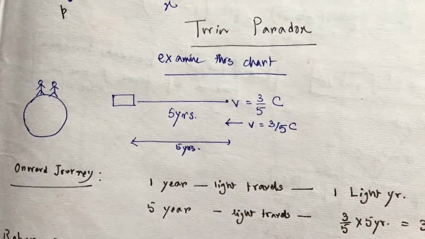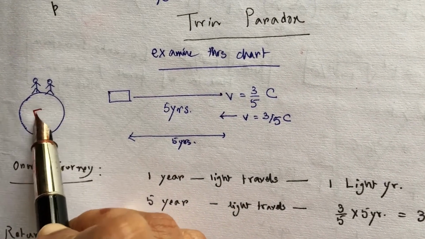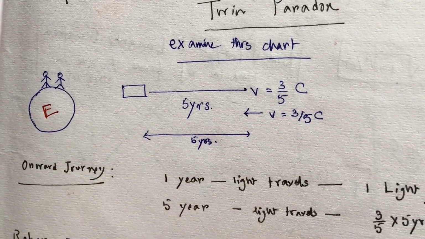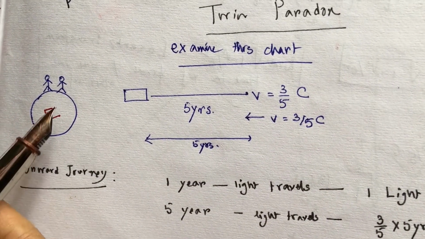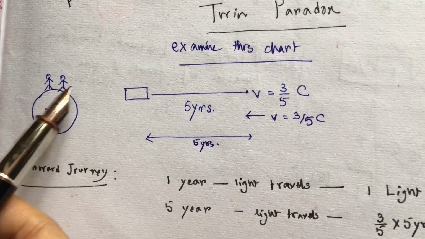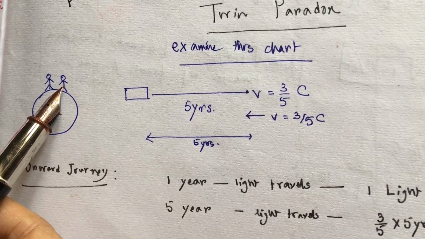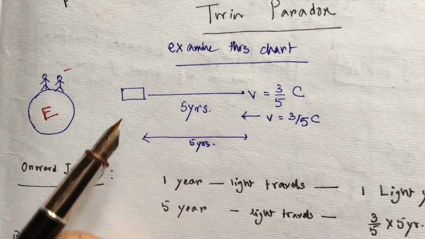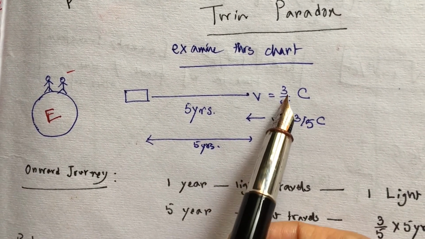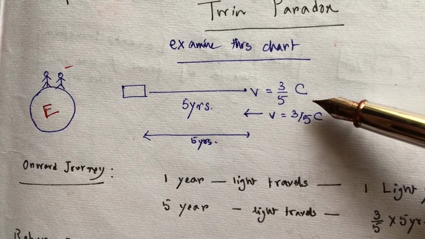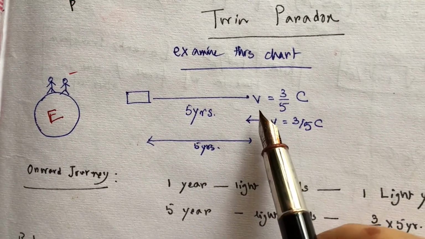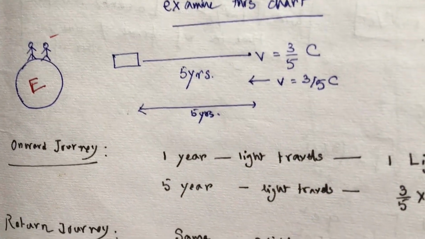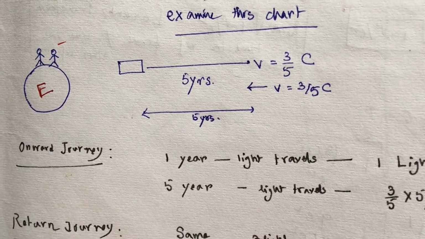Let's come to the twin paradox. Suppose on earth two brothers or two sisters, or maybe one brother, one sister, a pair of twin is there, and there is a spaceship which, when flies by our earth, takes this twin along with it, and it travels with a speed of v equal to 3 by 5 c, and it travels for 5 years, and then again it stops here, it comes back with the same speed 3 by 5 c, it travels another 5 years according to the clock on earth.